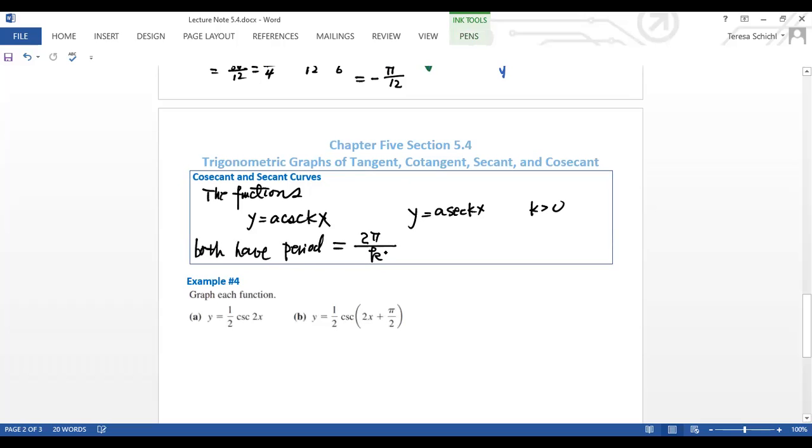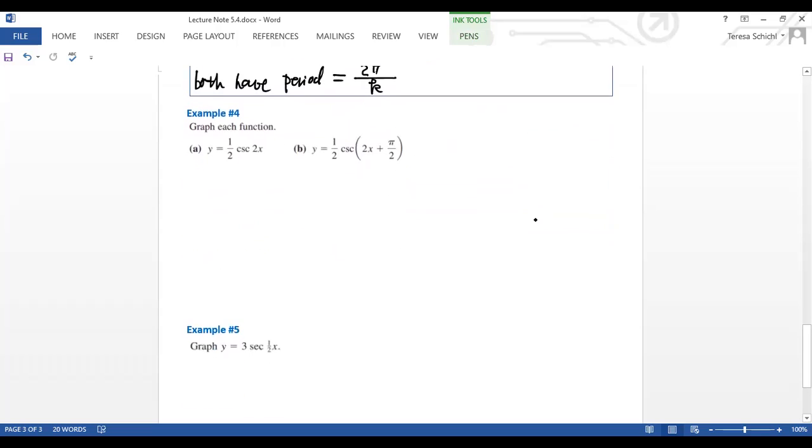Now let's take a look at the graphs. This will be a little challenging, let's see if we can do it. Let's take a look at the first one: 1/2 cosecant 2x.